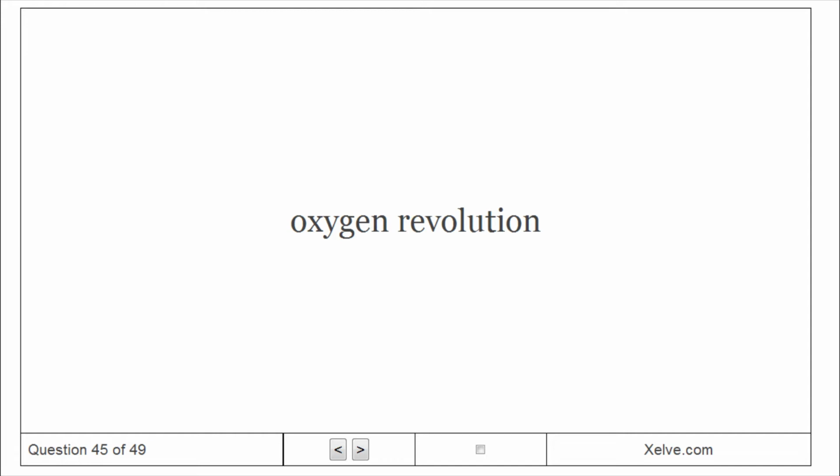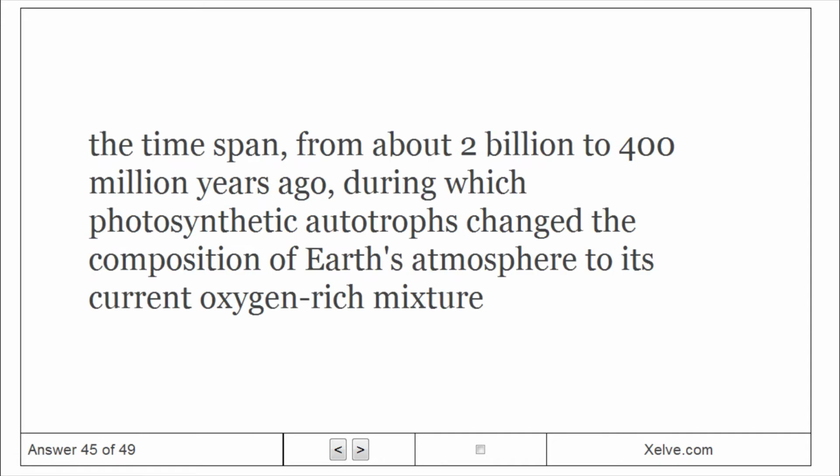Oxygen revolution, the time span, from about 2 billion to 400 million years ago, during which photosynthetic autotrophs changed the composition of Earth's atmosphere to its current oxygen-rich mixture.